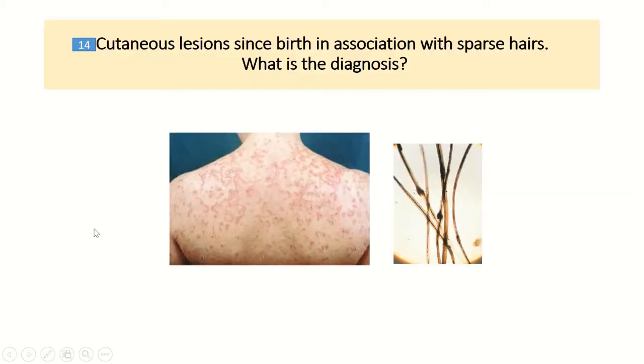Question 14. Cutaneous lesions since birth in association with sparse hairs. What's the diagnosis? The photo shows two things: trichorrhexis invaginata and some cutaneous lesions. As I'm sure you know, the most common association with trichorrhexis invaginata is ILC, ichthyosis linearis circumflexa. The diagnosis here is Netherton syndrome.